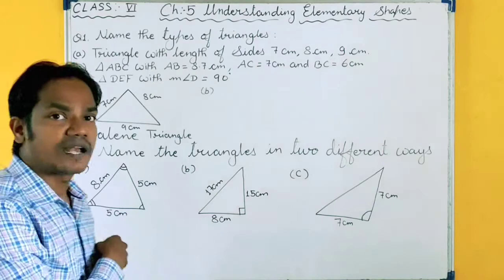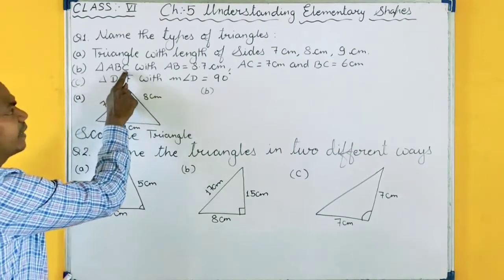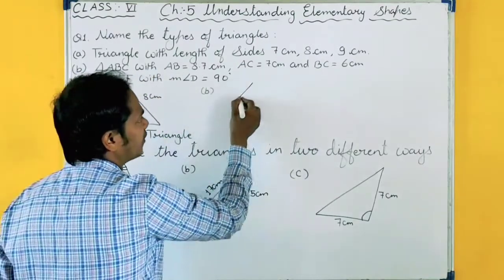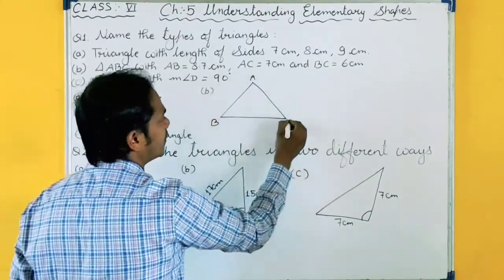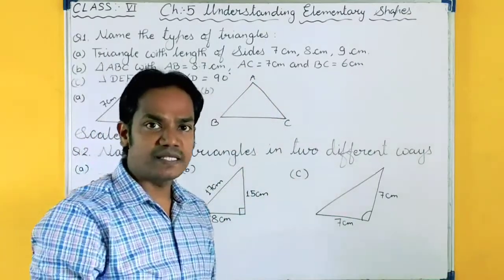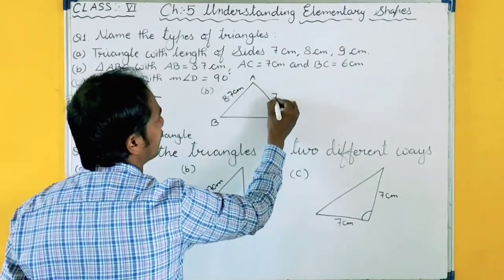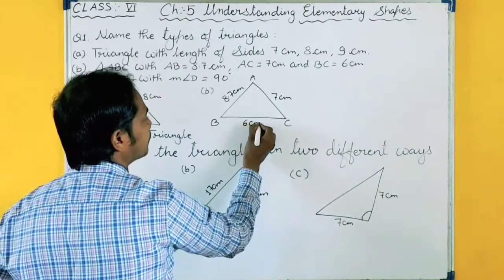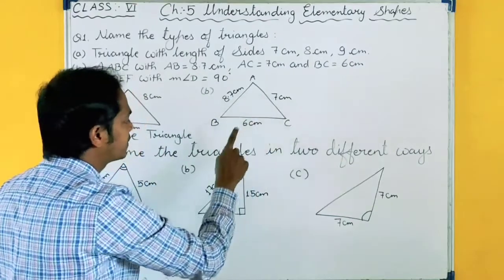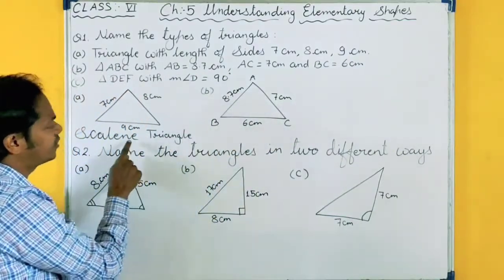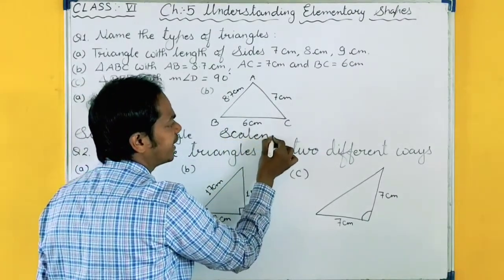Now question number B. Triangle ABC. This symbol represents a triangle. First of all, I will make one triangle. This is my triangle ABC. The measurements are given: AB is equal to 8.7 centimeter, AC is 7 centimeter and BC is 6 centimeter. Again, you can observe that all three sides have different measurements. So this triangle is also a scalene triangle.